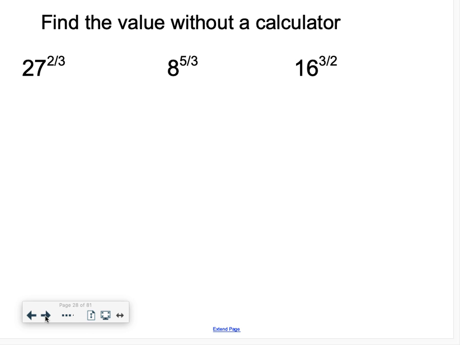So take a second, maybe just pause the video, try these 3 questions without your calculator. You should be able to think through these eventually quite quickly. So pause the video and give them a shot.